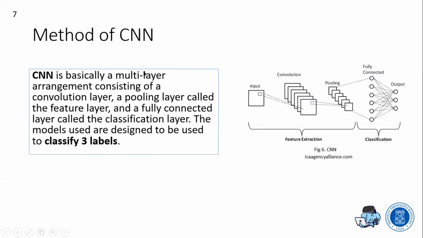CNN is basically a multi-layer arrangement consisting of a convolution layer and a pooling layer called the feature layer, and a fully connected layer called the classification layer. The model is designed to be used to classify three labels.